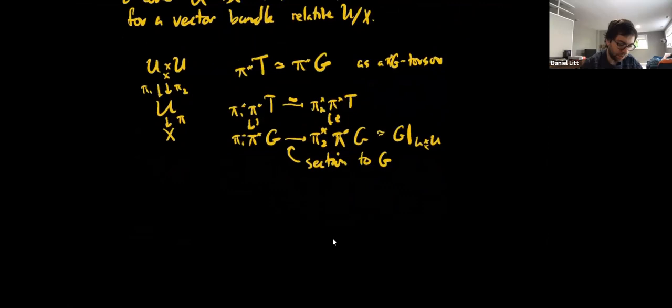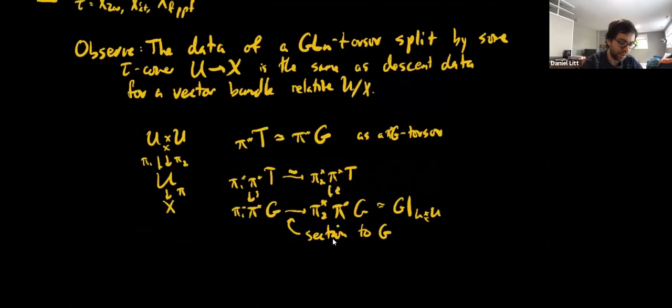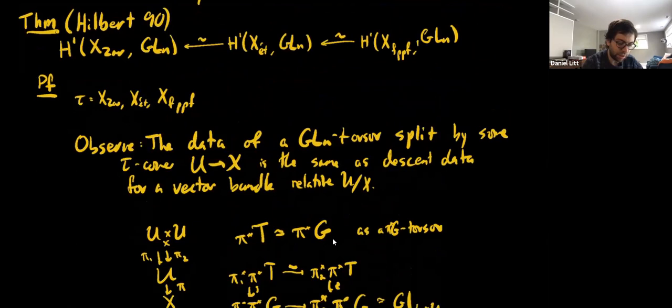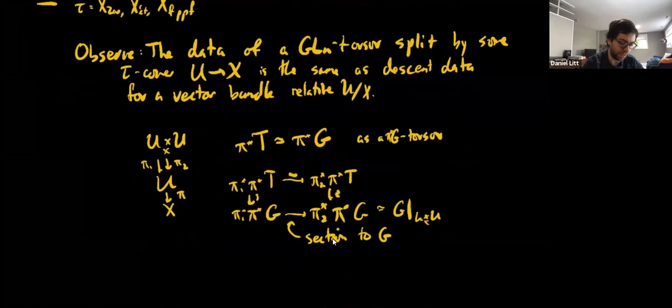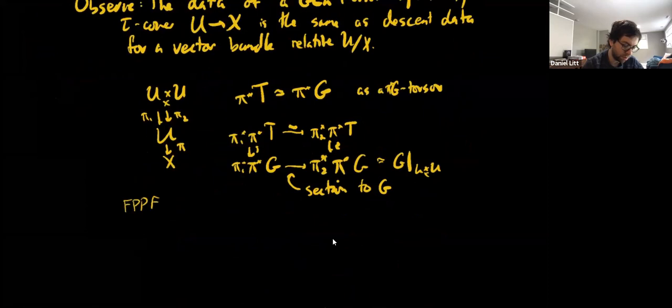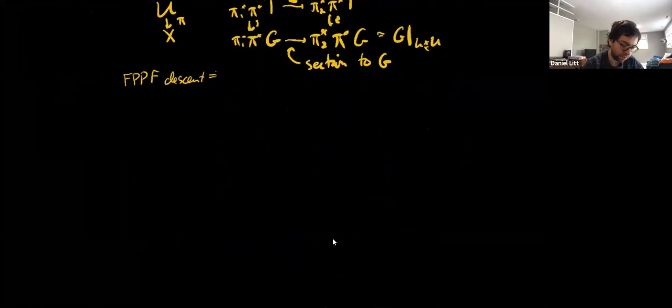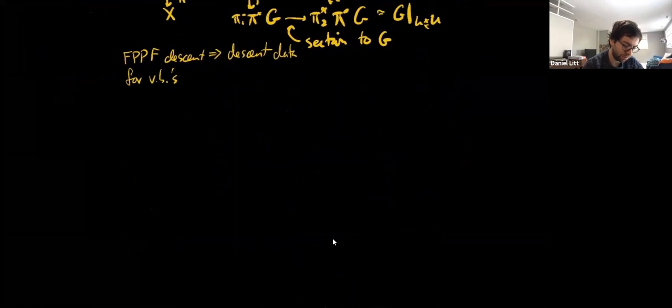So we have a section of G. We've claimed that for any of these sites, a locally trivial GLN torsor is the same as a vector bundle, or the same as descent data for a vector bundle. And now remember, FPPF descent, which we proved a few weeks ago, tells us that descent data for vector bundles is effective.